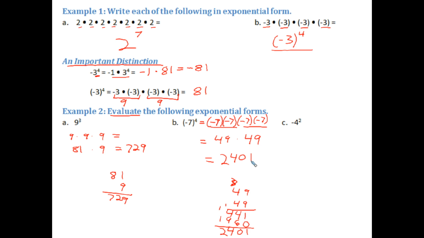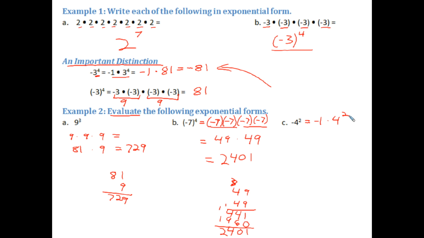And so that's negative 7 to the 4th power. In this last one, we have a negative 4 squared. So that's kind of like this example right here. It's a negative 1 times 4 squared, because the parentheses aren't there to show that it would be negative 4 raised to the 2nd power.